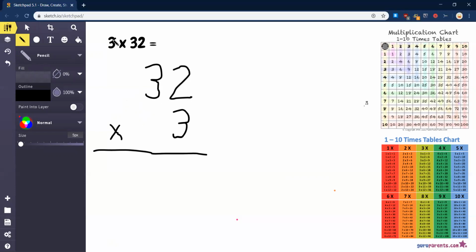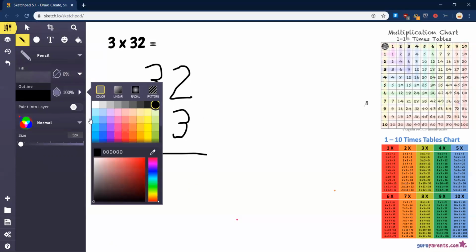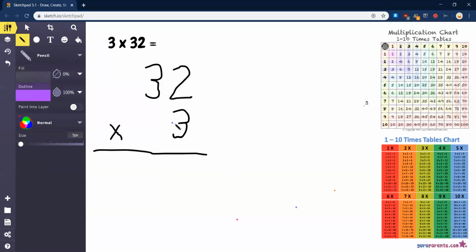Okay, so 3 times 32, 32 times 3. Sounds a little bit different, but we can flip those numbers around and it will still equal the same thing, even if you flip the numbers around in multiplication. So first thing I need to do now is multiply the 3 by the 2. I'm not going to start with the 3 over here, 3 by 3. I need to start with the 3 by 2.